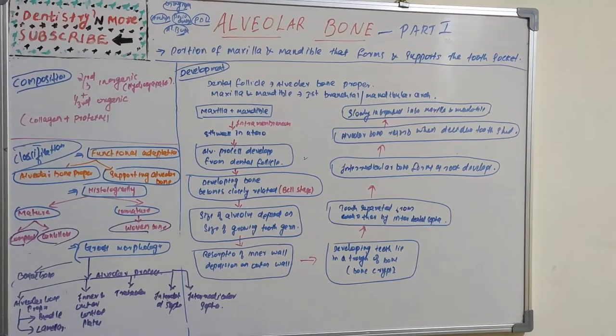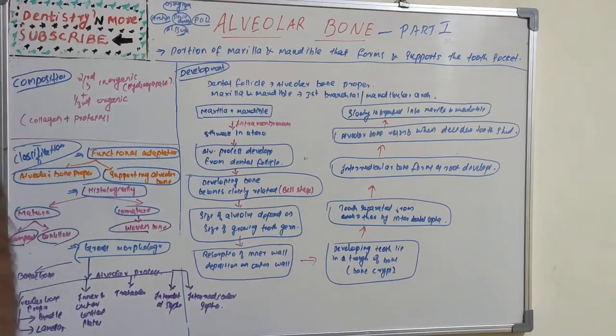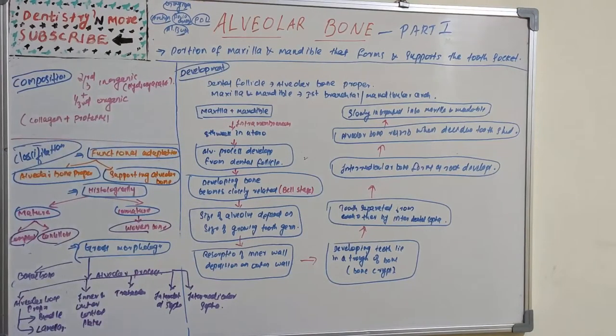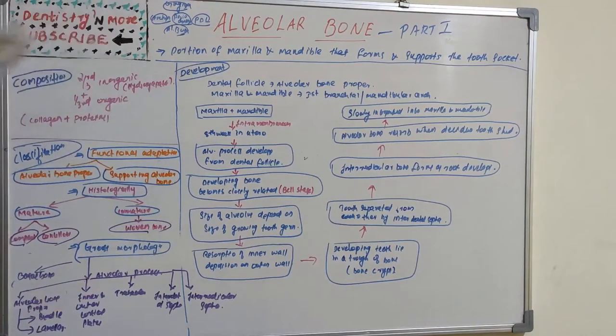Alveolar bone, by definition, is the portion of the maxilla and mandible that forms and supports the tooth socket. Of the entire maxilla and mandible, we need to think about the portion which forms the tooth socket, which supports the tooth roots. That comparatively smaller part of the maxilla and mandible that supports the root is alveolar bone. It has a role in rapid remodeling, like during tooth eruption and functional demands. It is continuously remodeled and acts as an attachment apparatus for cementum and periodontal ligament.